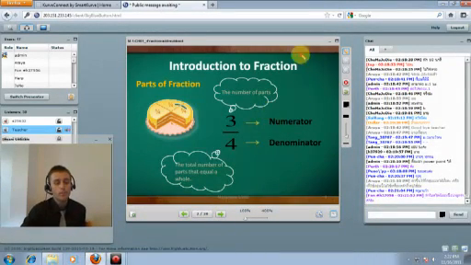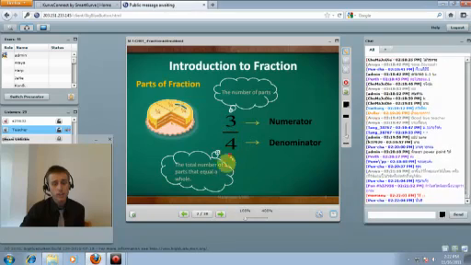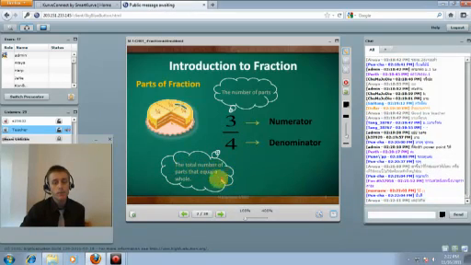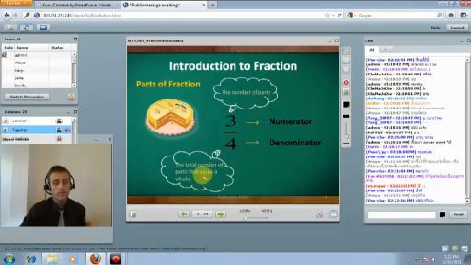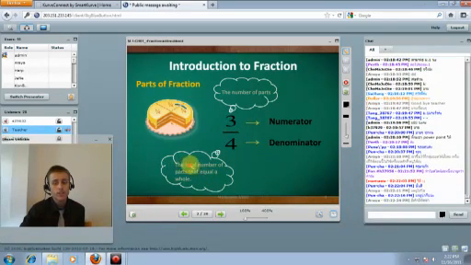There are two parts to a fraction, the top and the bottom. On the bottom of a fraction is the total number of parts that equal a whole. So in this picture, we have a cake. There are 4 pieces. A 4 would go on the bottom because 4 is the total number of parts that would equal a whole.